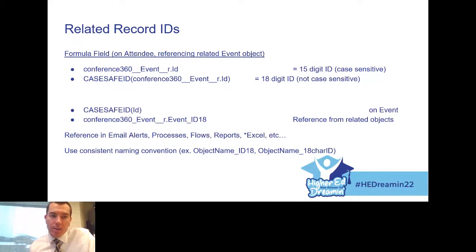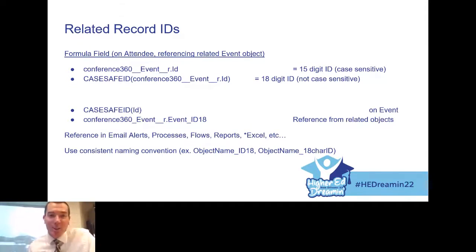So now you can reference that in any of your processes, and especially in Excel, if you're doing any VLOOKUPs or anything like that, you're going to want to use the 18 digits. So I try to just always use that from now on. One thought is to develop a consistent naming convention, something like ID 18, and use that consistently throughout your org. I didn't know this at the beginning, so I have a few that I need to go back and clean up where I have the 15. But now, moving forward, I'm always going to use the case safe ID.